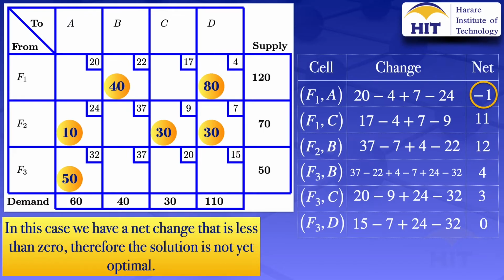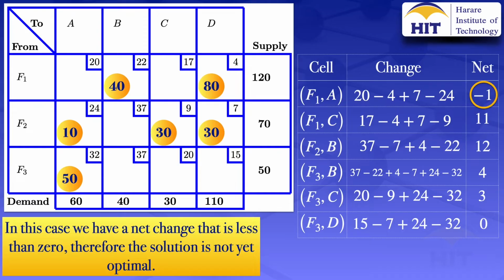So what we need to do is go on and see how much we can allocate in that cell F1A. Because what you do is check the cell with the most negative net change. But in this case, we have just one cell with a negative net change, so that's the only cell that we can allocate. But if you have many cells that have negative changes, then you take the one which is the most negative.